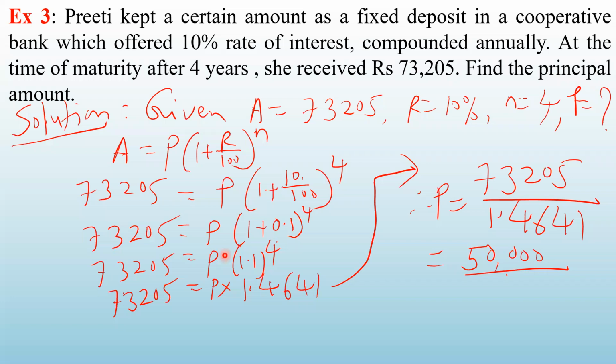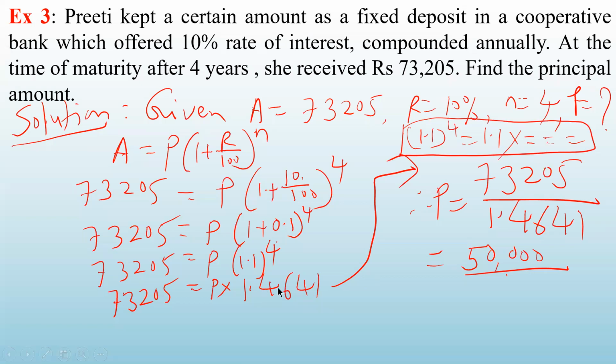Now again, to find out 1.1 raised to power 4 using your calculator, how will you do this? Press 1.1, then multiplication and 3 times equal sign, as I told you in the previous question in a similar way. So when you do this, you will get 1.4641.